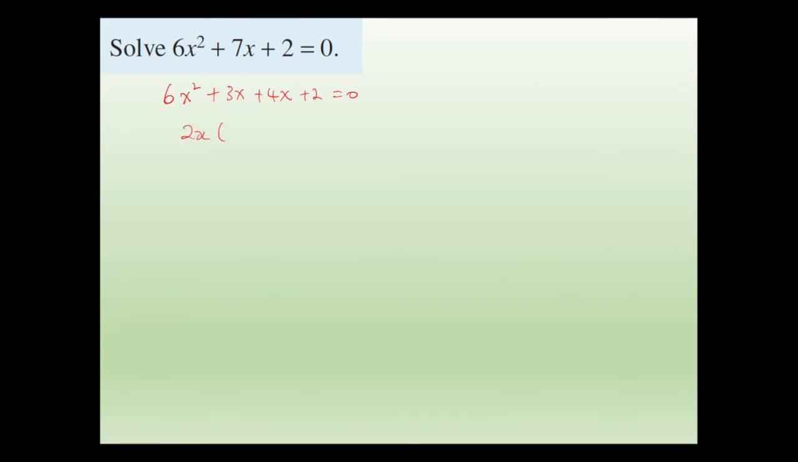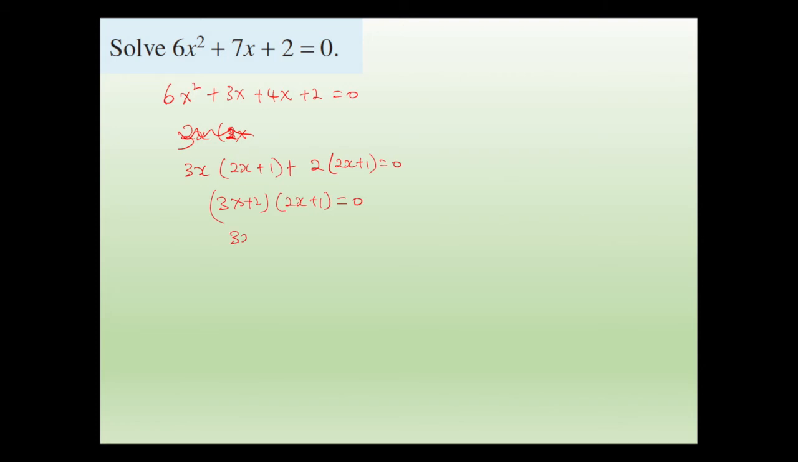Therefore, factorizing it by grouping, 2x, 3x, oh, let's cross this out, let's redo it. It's actually taking out the 3x. This becomes 2x plus 1. And then plus taking the 2 out, this becomes 2x plus 1 as well, equals 0. Therefore, we have 3x plus 2 and 2x plus 1 equals 0.